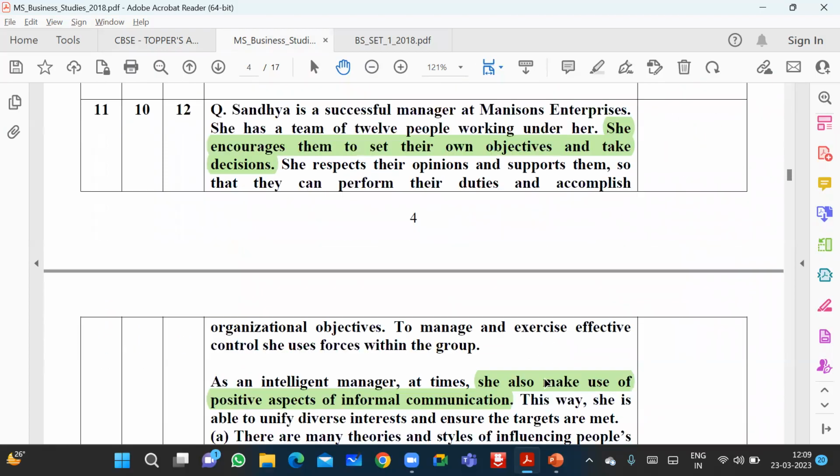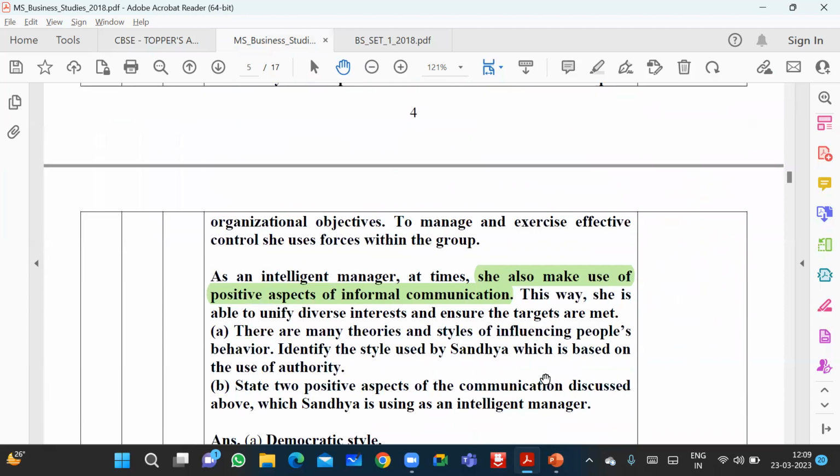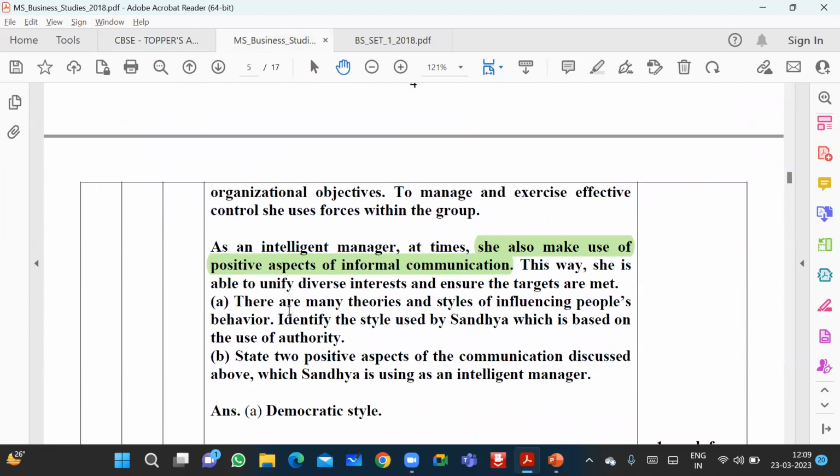And now coming to question number 11, let's read the question first. The question is, there are so many theories in the styles that influence people's behavior. Identify the style used by Sandhya, which is based on the use of authority. So here you have to identify the style of leadership. There are three types of style of leadership. You have to just identify. You have not been asked to explain it.